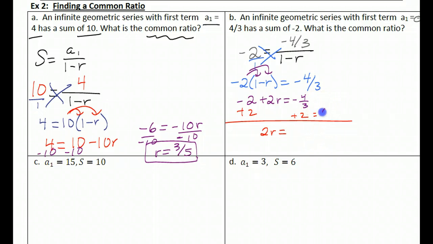2 is the same thing as 6/3. So I have 2/3 divided by 2, and r is 1/3.